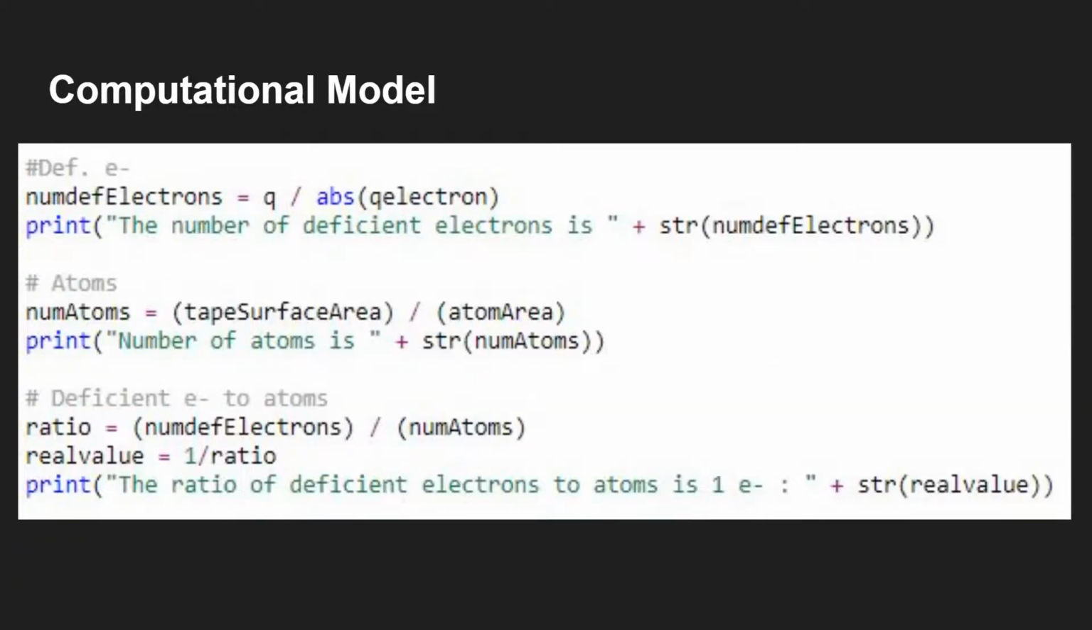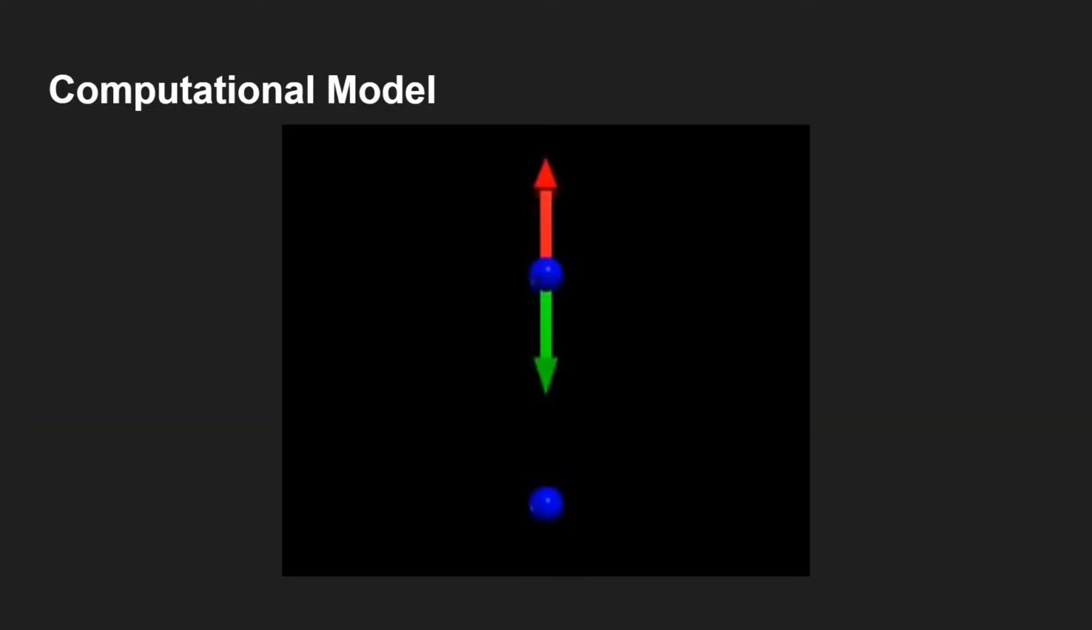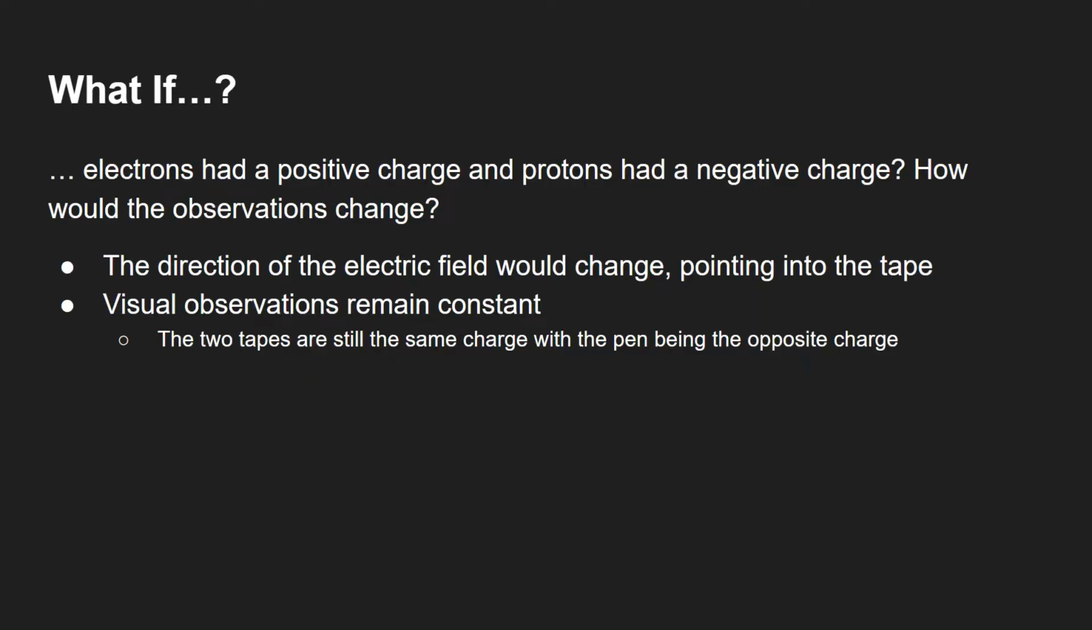And then solving for the number of deficient electrons is just the charge divided by the magnitude of an electron's charge. Number of atoms is going to be the tape's surface area divided by the area of an atom. And then the ratio is just going to be the ratio of the two. And this is the visualization of the model, where red is going to be the electric force pointing upwards, and the blue balls are the point charges representing the tape, and because they're the same charge, the red line is going to be pointing away from the other blue sphere, and meanwhile the green represents the gravitational force pointing downwards.